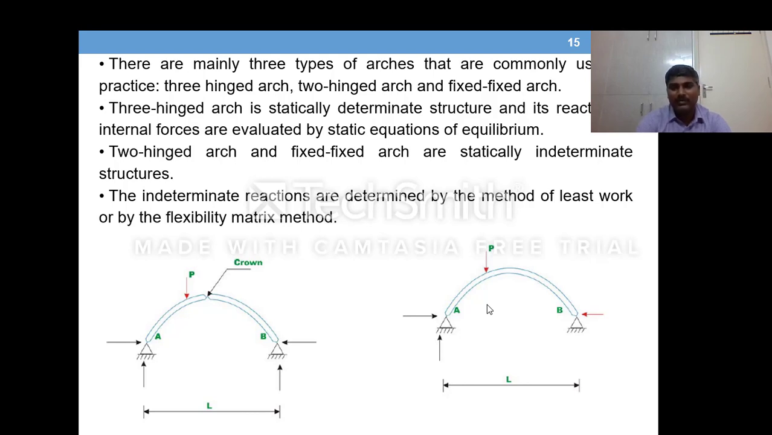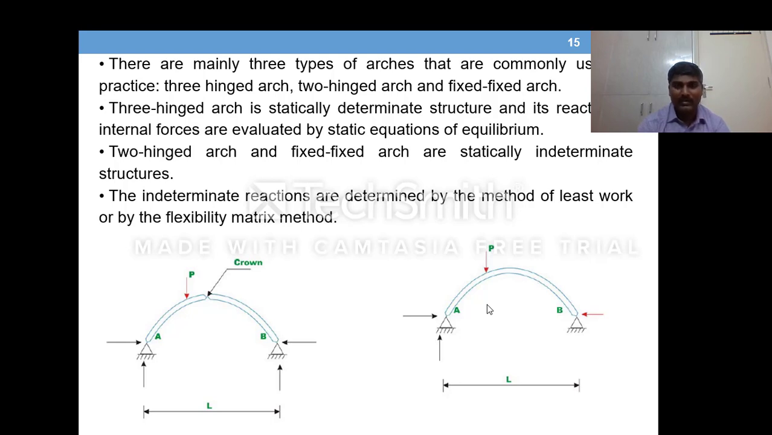If they both are not the same, that is, if the number of equilibrium equations is not sufficient for the analysis of the structure, we say it is indeterminate. So here a three hinged arch is a statically determinate structure, which means without any additional equations you are able to solve the reactions or internal forces in the arch just with the help of equilibrium equations.